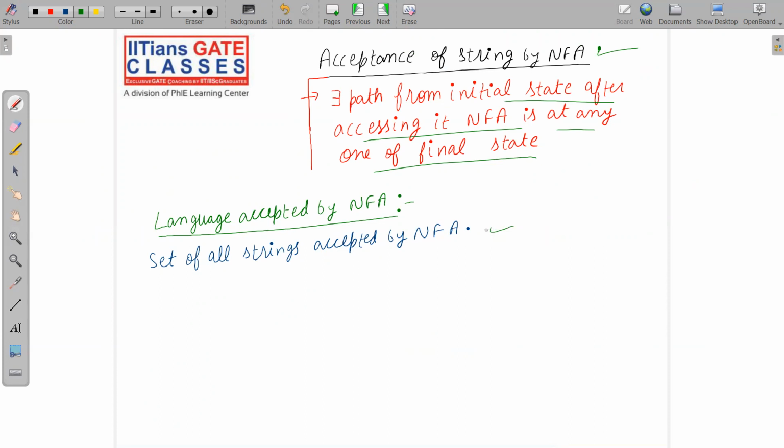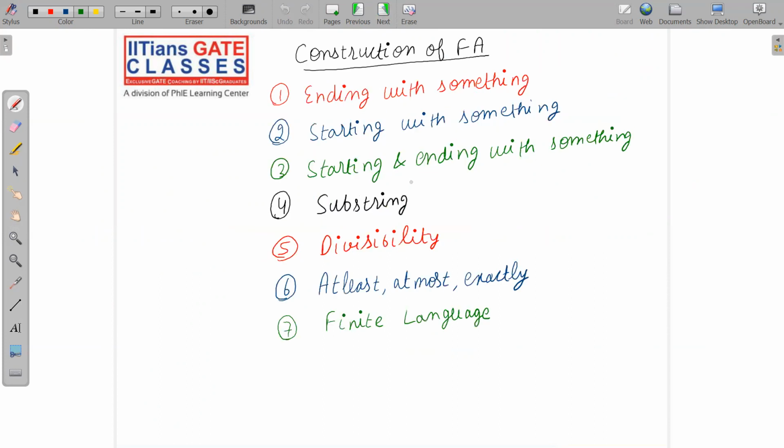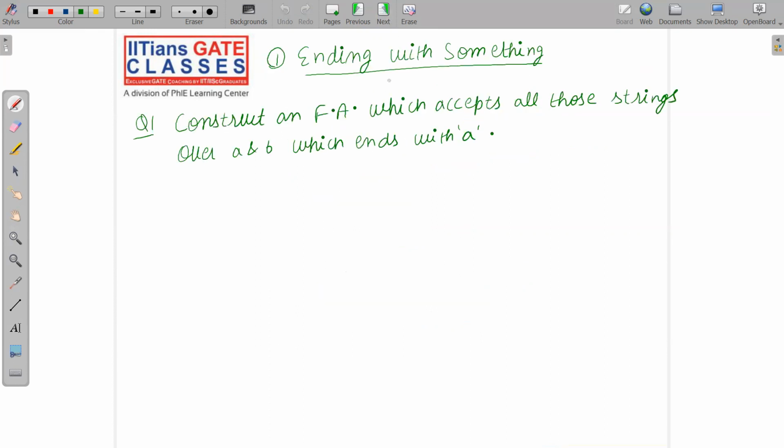Now let's move to the next slide. The next topic according to the syllabus of your first chapter will be construction of FA. So I have made some categories of questions, and we will try to solve all these questions. The first category is ending with something.